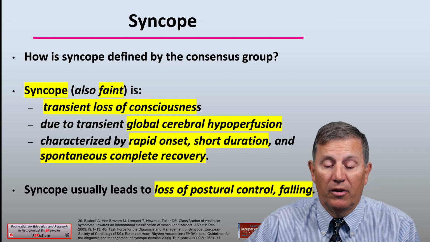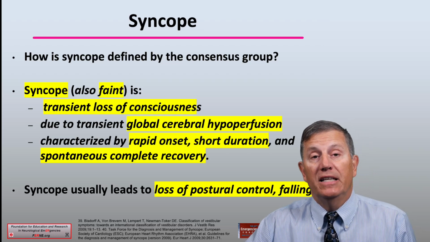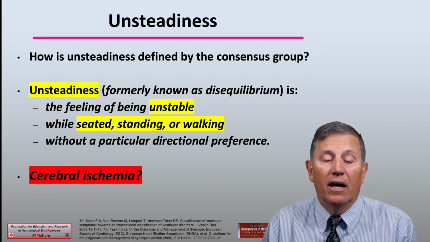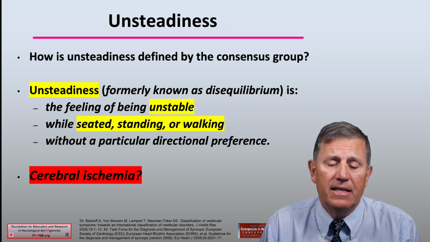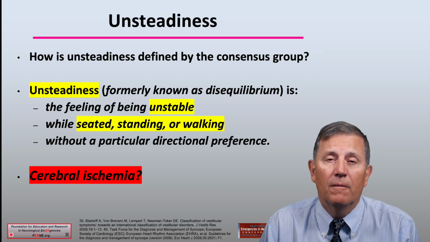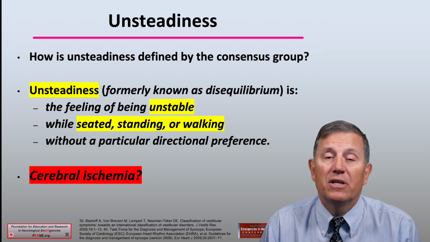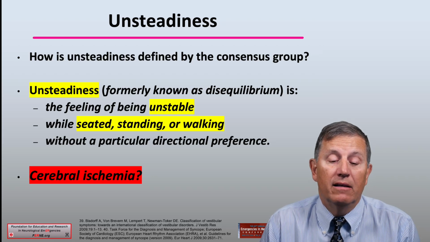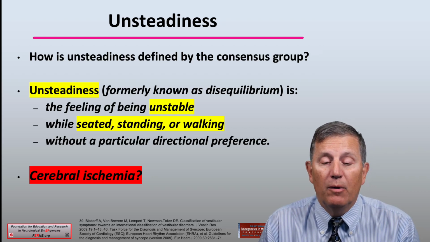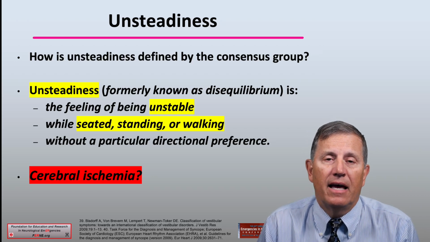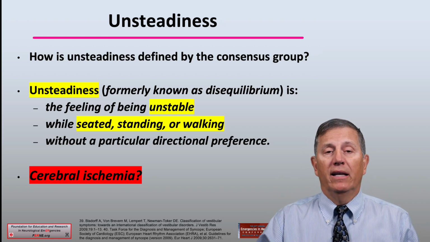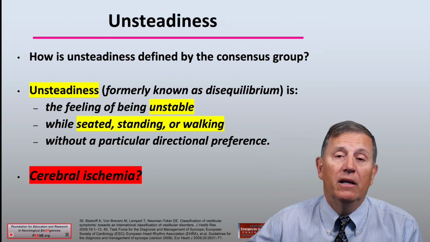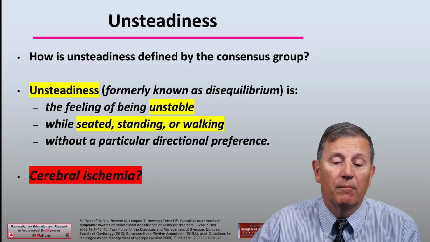It's often associated with loss of postural control. Patients need to be seated or they may actually fall down. So this is different than unsteadiness. Unsteadiness is the inability to stand or walk appropriately. The patient is unstable, and they often can experience this either while seated, standing, or walking. And the importance of determining unsteadiness is that if a patient walks down a hallway and literally is bouncing off the wall because they can't walk straight, this could represent cerebral ischemia.